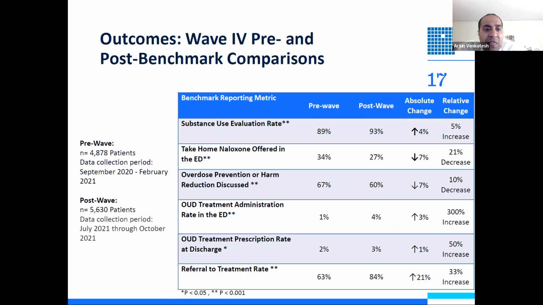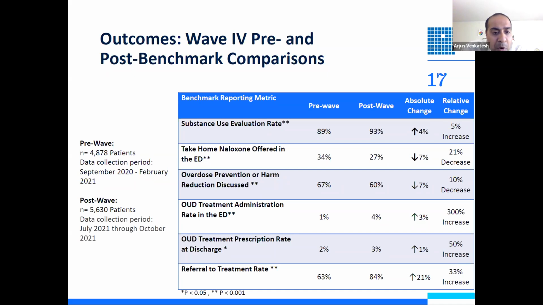What did we find? We found that over that simple project that they implemented alongside other efforts in their ED, there was a modest increase in the substance use evaluation rate. There was a decline in the offering of take-home naloxone. We think a lot of that has to do with changes that occurred, not just in the supply chain, but in how certain processes occurred within EDs during the pandemic.